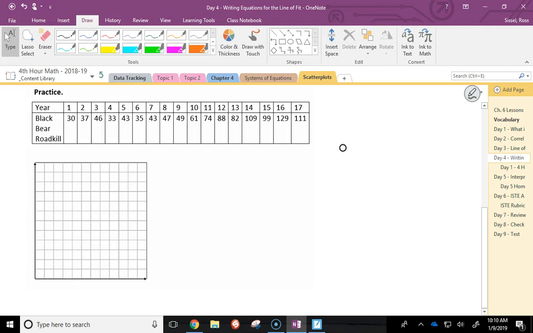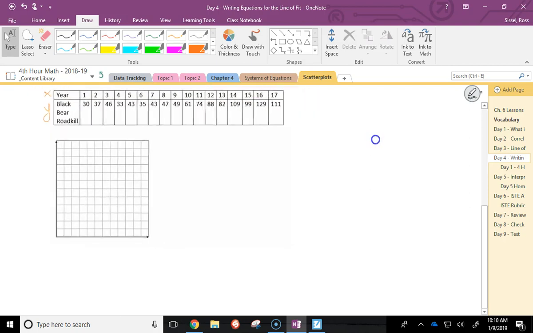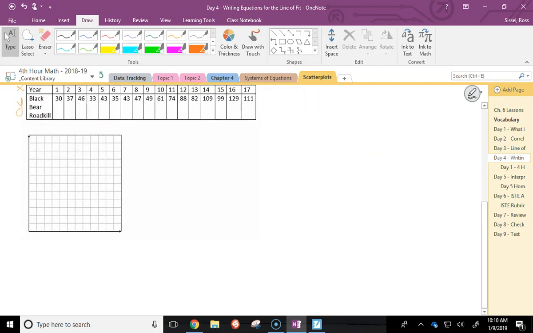What do I have to do first? What's the first thing to do? Dusty? Find the highs and lows. Yeah. So I know this year is going to be my X. Black bear roadkill is my Y-axis. So we need to graph this. I'm going to look and say, how many lines do we have? 1, 2, 3, 4, 5, 6, 7, 8, 12. Okay, we always make these 12.